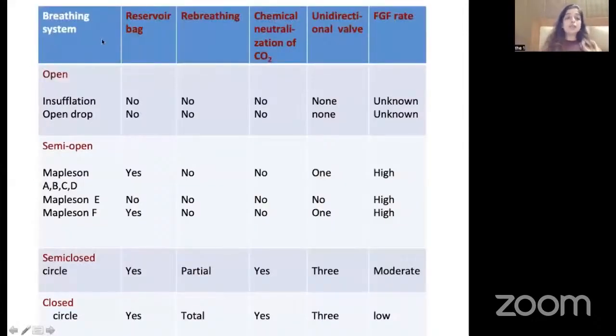So we can broadly divide our breathing systems into open, semi-open, semi-closed, and closed, depending upon these things: reservoir bag, rebreathing present or absent, presence or absence of CO2 absorber, unidirectional valves, and fresh gas flow rate. So the open systems consist of insufflation and open drop methods. All Mapleson systems come in the semi-open, and the circle system can be semi-closed or closed.